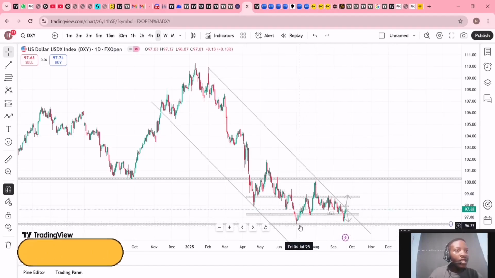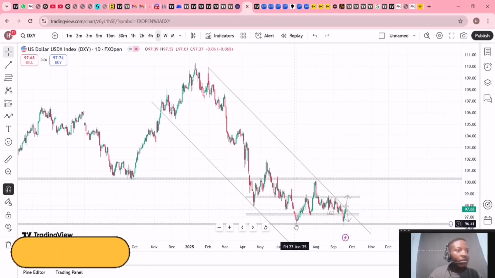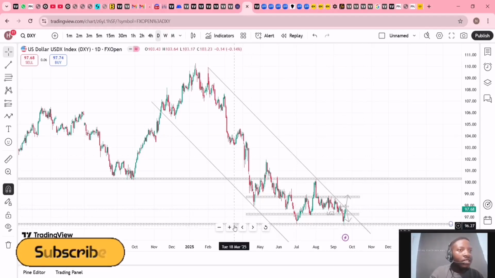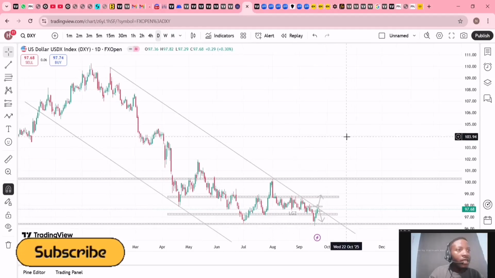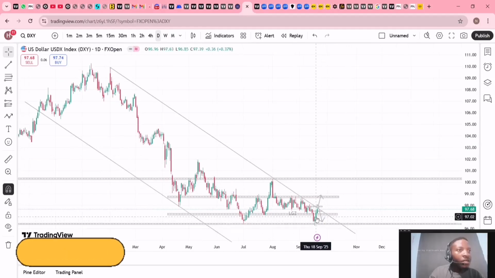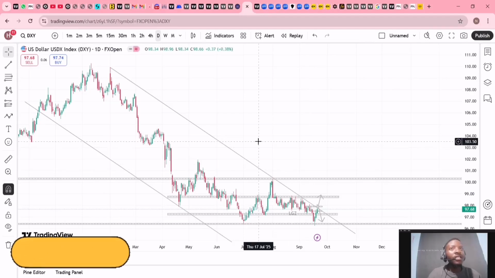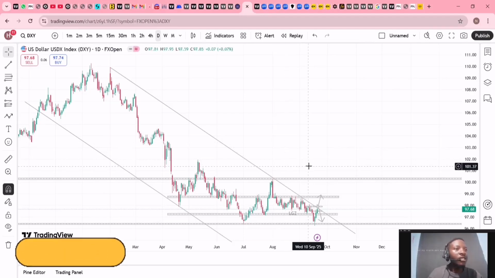As you can see here, we have this valid double bottom at this level, where this is the first touch and this is the second touch. And if you look keenly right at this level, you will see that we have up to 3 bullish candlesticks that have been printed on the daily time frame. So it is possible that we see the DXY change direction from a downtrend to an uptrend.